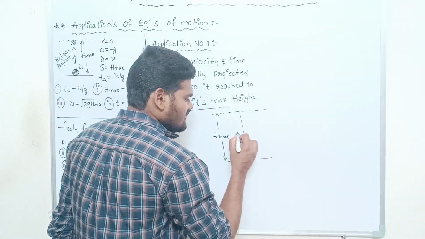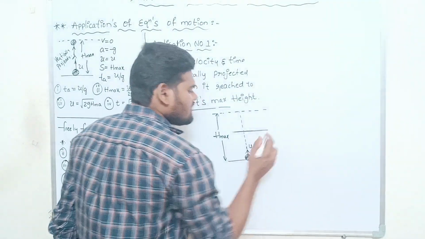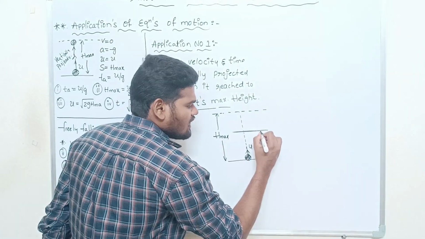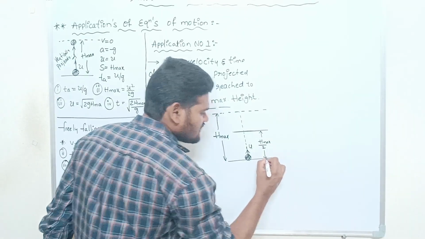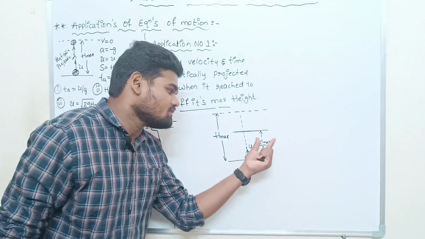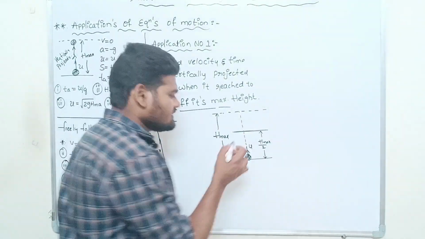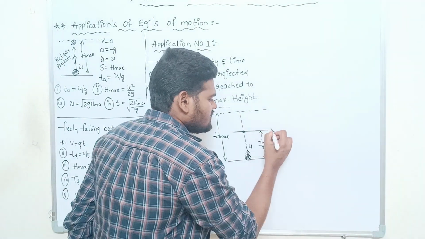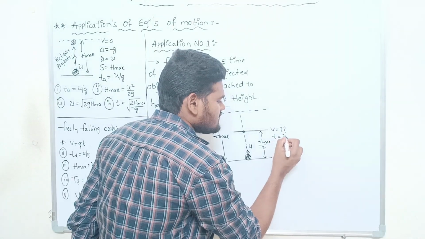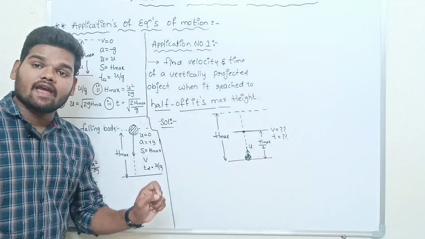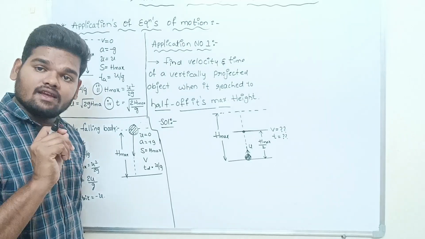What are they asking? At half of its maximum height, h maximum divided by 2. At this point, what is the velocity of the object, and what is the time taken by the object to reach this point? We have to find that. Are you getting any doubt?